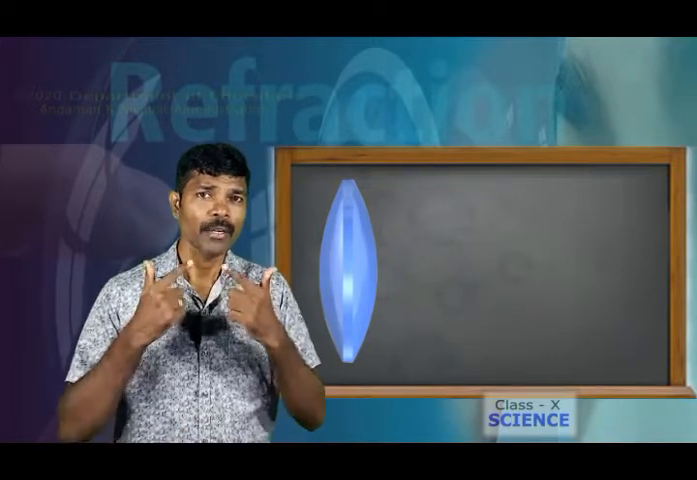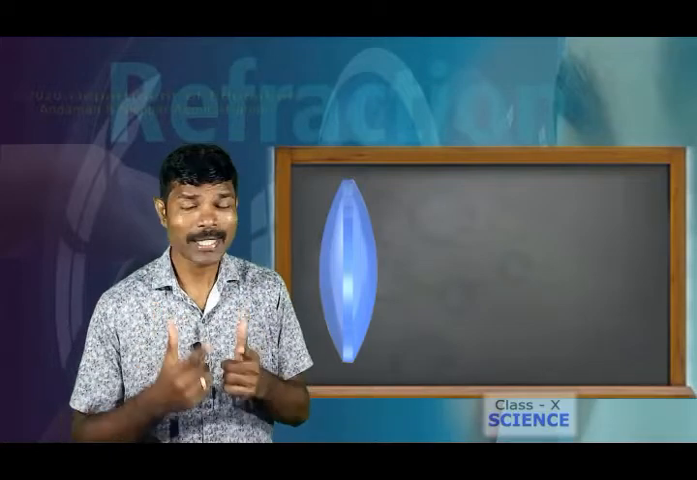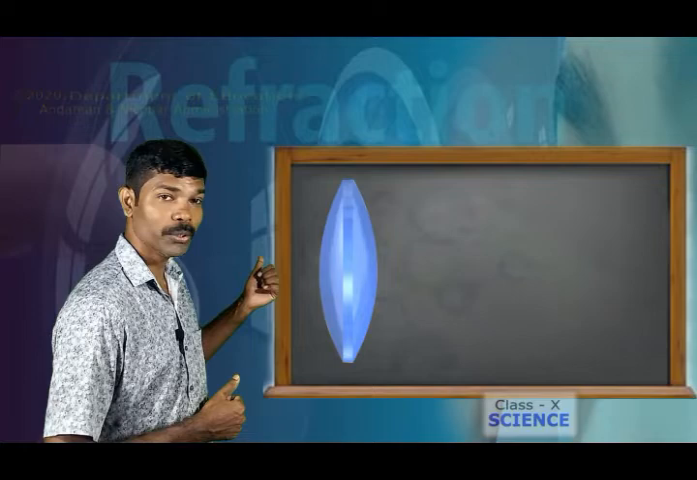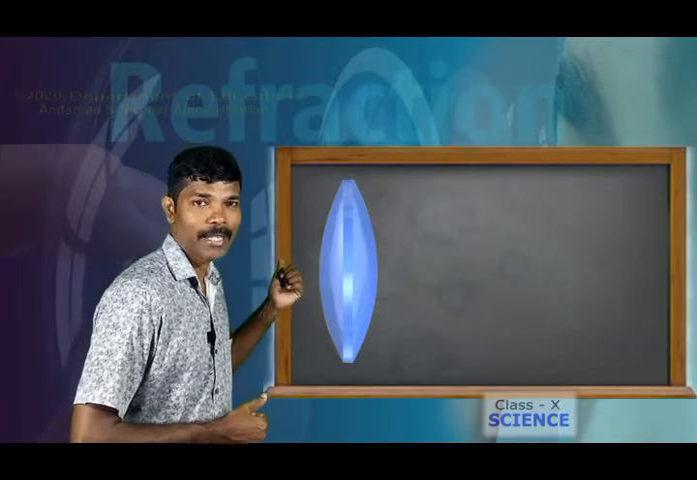So whenever we see a convex lens, its edges will be thin and at the center it will be bulged out, or the thickness will be more. So the first picture shows that it is a convex lens.